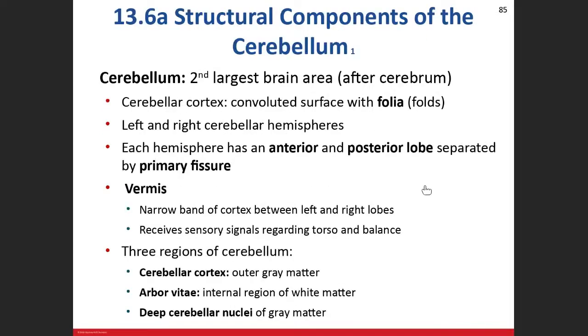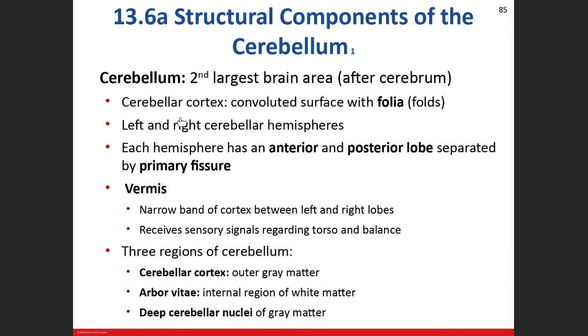The cerebellum is composed of right and left hemispheres, and this is the second largest part of the brain. It coordinates fine control over skeletal muscle action and stores memories of movement patterns, such as when you're playing piano. This memory is stored in your cerebellum.